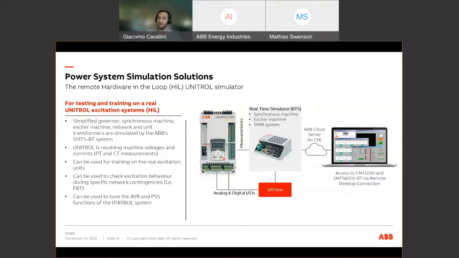And all this is remote. So basically you, from your office or from your home or from your room, can connect remotely to the simulator and can test your excitation system. You can verify that your excitation system, or the Unitrol system, is in line with your expectations. That's also some of our offering.